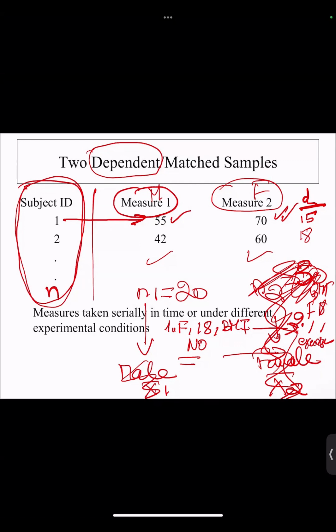And these are dependent, exactly because they are matched. I cannot consider them independent, so I don't measure mean 1 and mean 2. I look at the difference between Lean and Nisreen, and then between another pair, and then I can look at the average of those differences and compare it to mu equals 0.